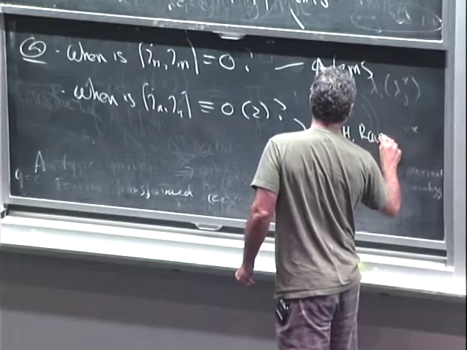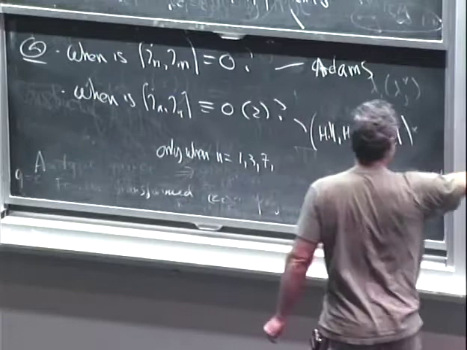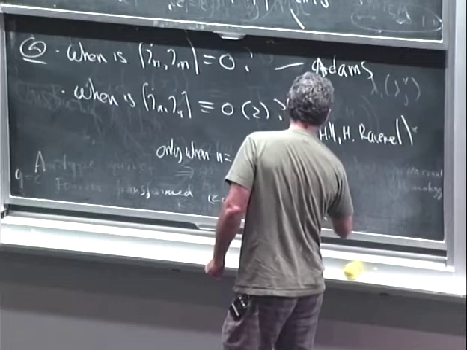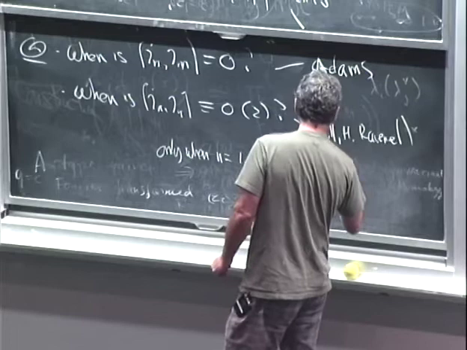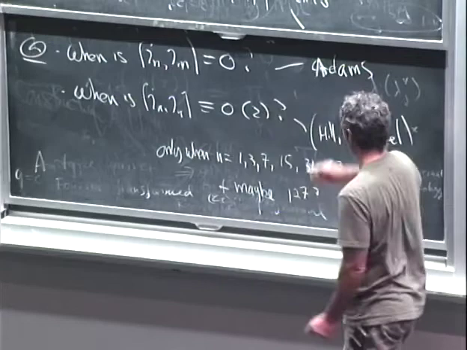And that's only when n equals 1, 3, 7. So those are easy. If it's 0, it's 0 mod 2. But then 15, 31, 63. And then there's one dimension, and maybe 127. So we actually solve this problem, but leave one dimension open.